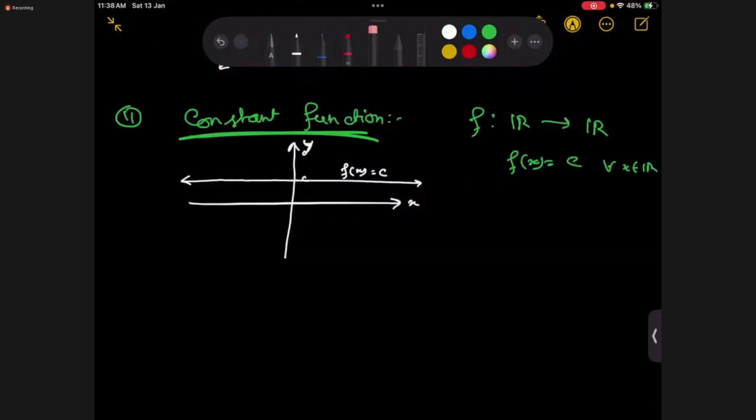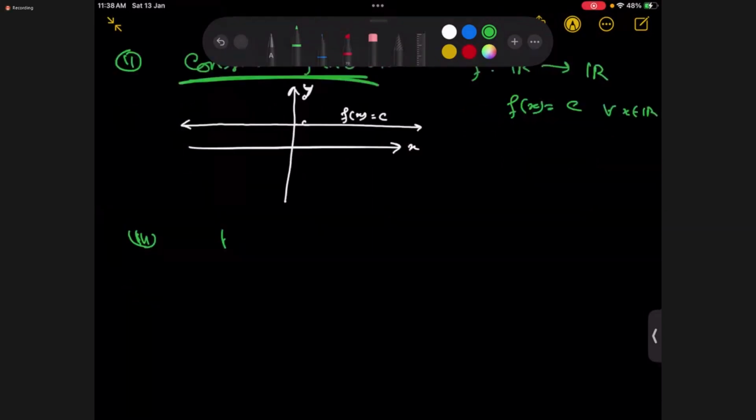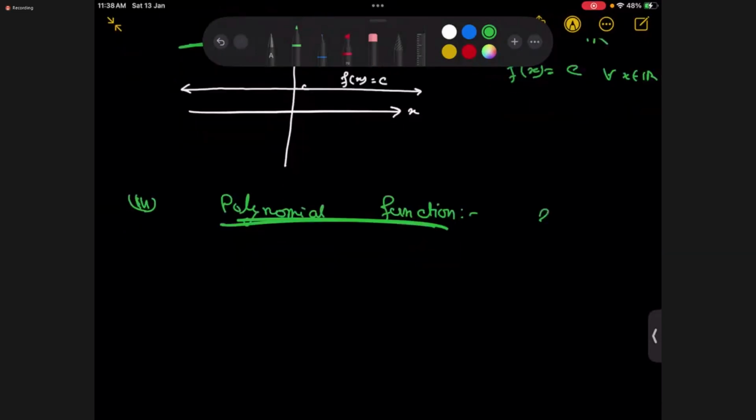Next example is polynomial functions. A polynomial function is a function f from R to R, defined by f of x equals a0 plus a1x plus a2x square and so on up to an x to the power n. This is called a polynomial function.